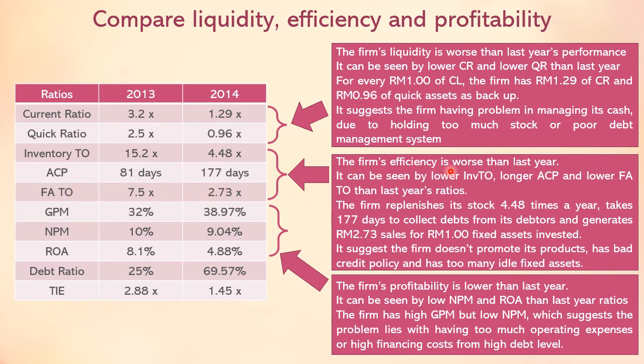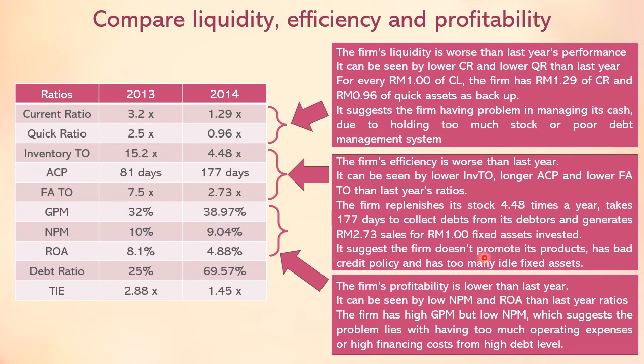in which you say that the firm's efficiency is worse than industry average. It can be seen by lower inventory turnover, higher ACP, and lower fixed assets turnover as compared to last year. The firm replenishes its stock 4.4 times a year, takes 175 days to collect debts from its debtors, and generates 2 ringgit and 73 cents of sales for 1 ringgit fixed asset invested.